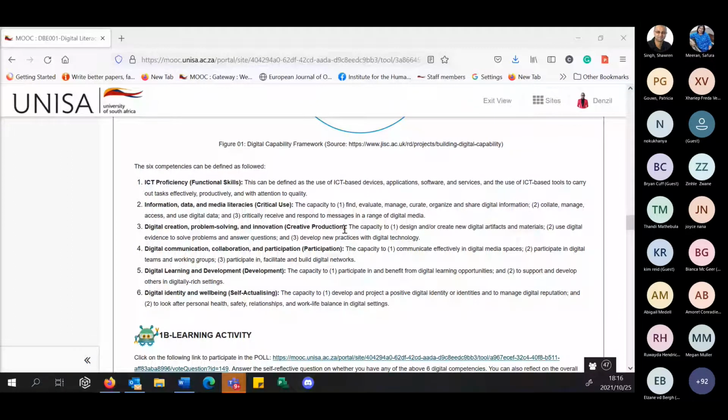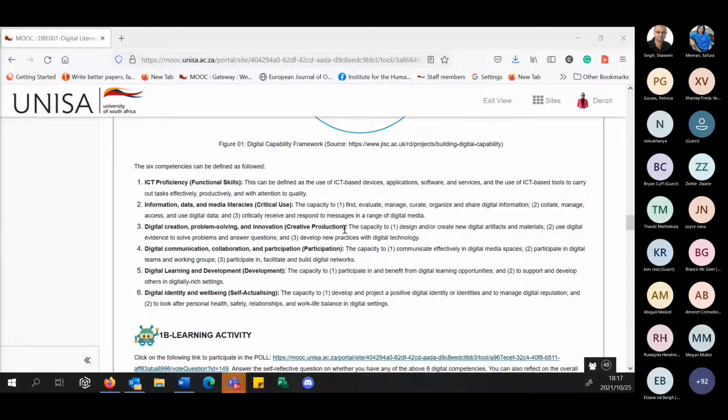The third one, and this is quite important even for you as a teacher in your own classroom context, is digital creation, problem solving, and innovation, and creative production. One of the things that is quite important for Africa is how do we creatively use technology to respond to some of the critical challenges that we are facing in our context. It includes the capacity to design and create new digital artifacts and materials, open resources, text, audio, podcasts, videos, etc., use digital evidence to solve problems and answer questions, and develop practices with digital technology. That's quite critical because it opens up a whole new space for us as educators and researchers to incorporate technology as part of our creative processes and thinking.